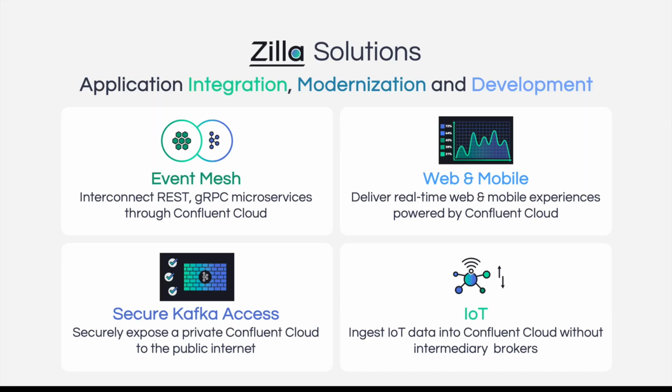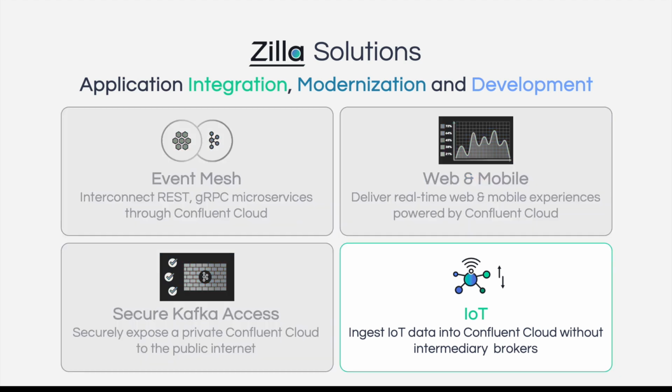Zilla can be used for a multitude of exciting use cases, and for this demo, we're going to focus on IoT. So we'll deploy Zilla in front of Confluent Cloud and then create an MQTT entry point that IoT clients can use to publish and subscribe to and from the cluster. We'll also configure an HTTP entry point to show how a single Zilla instance can support connecting different types of clients to Confluent Cloud, helping achieve a unified interface to all of your streaming data.